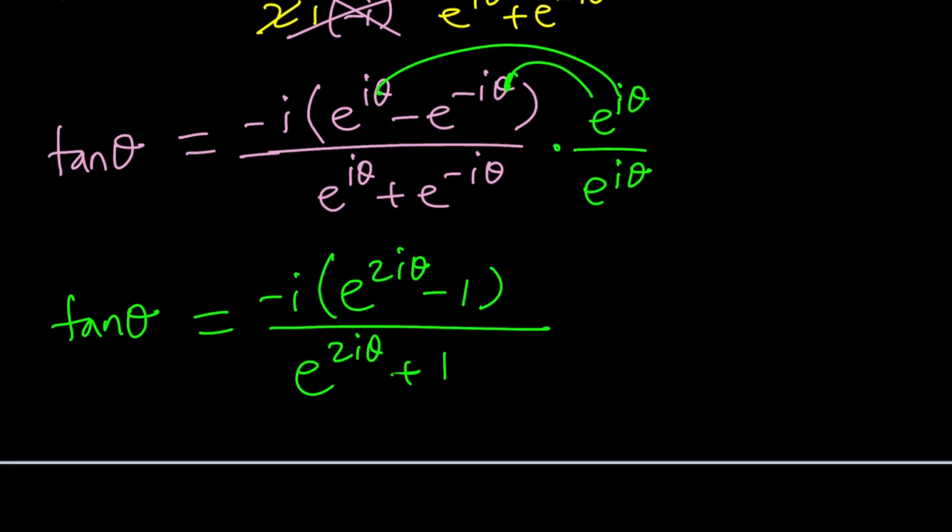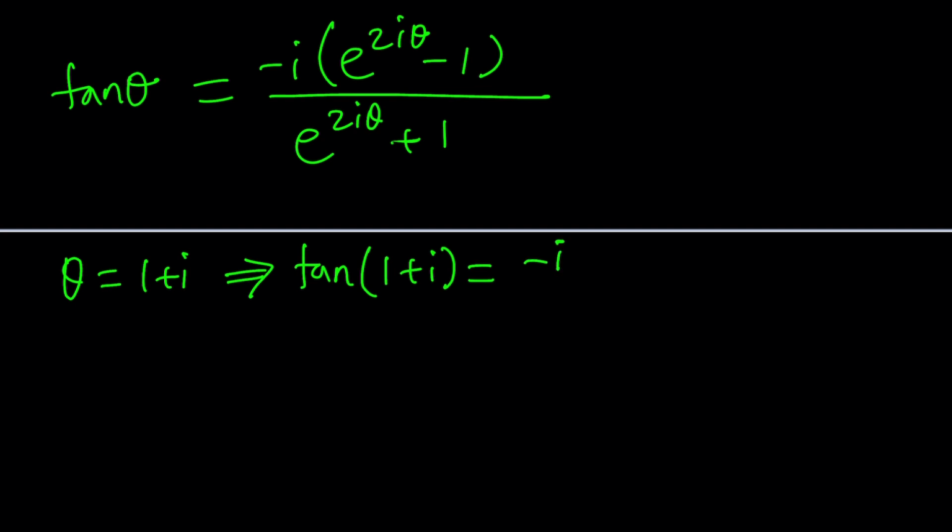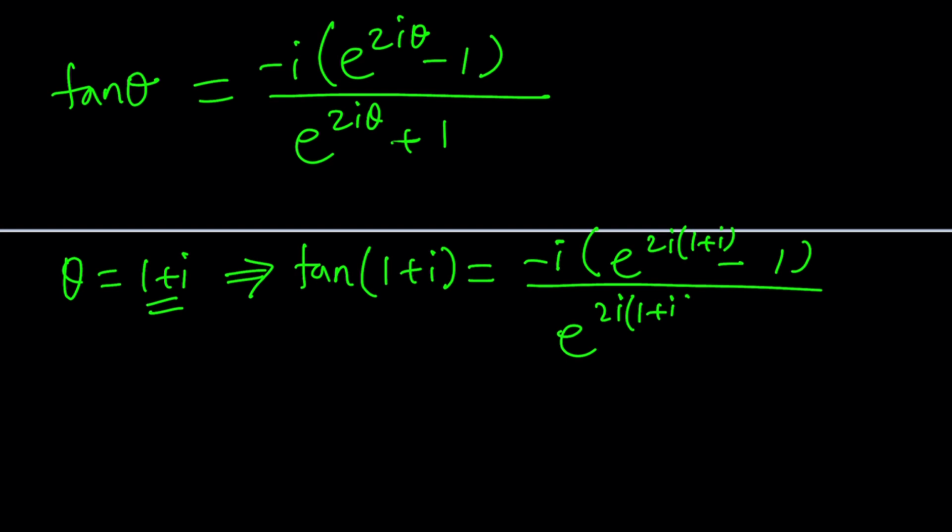We are trying to evaluate tangent of 1 plus i, right? So we should replace theta with 1 plus i, and that should give us the answer, right? Well, it's not that simple. It's a little deeper than that, but let's go ahead and do the substitution. Tangent 1 plus i is going to equal negative i times, now, in this case, theta is 1 plus i, so don't worry about replacing i with anything, e to the power 2i times 1 plus i, minus 1, and then the denominator. And this is also good, because this eliminates all 4 substitutions. So instead of 4, we do it twice, which is good.